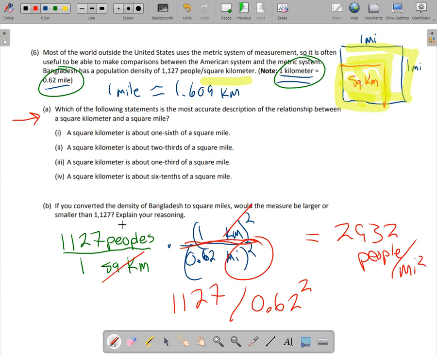Now, it asked us to explain some reasoning here. So again, the reasoning, in my opinion, comes from this picture here of a square mile versus a square kilometer. A square mile is bigger. So to have the same population density, you need a bigger number of people, right? That's the reason. We can see it clearly is bigger. And again, because a square mile is a bigger thing than a square kilometer, but we have the same density, the same number of people per small chunk.